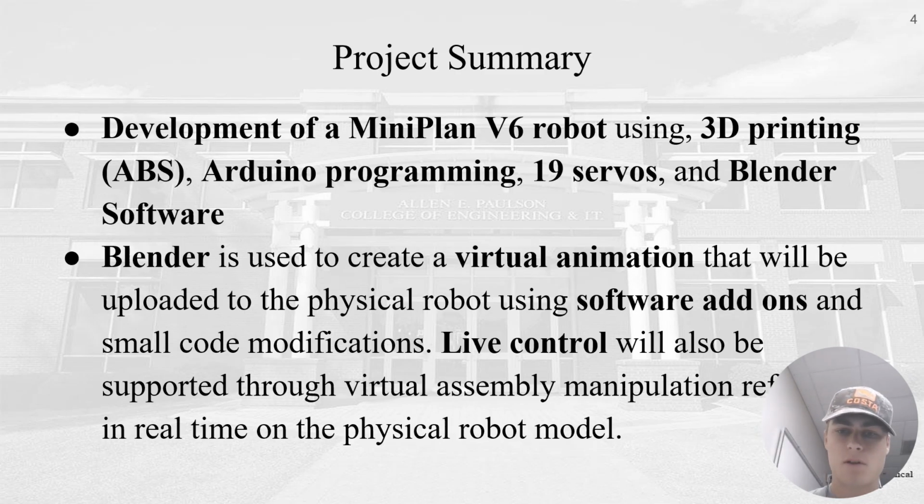So, our project summary. We're going to develop a mini-plan V6 robot using 3D printed ABS plastics, Arduino programming, 19 servo motors, and Blender software. Blender is used to create the virtual animation that will be uploaded to the physical robot via servo add-ons and some small code modifications. Live control is also going to be supported through the virtual assembly manipulation.